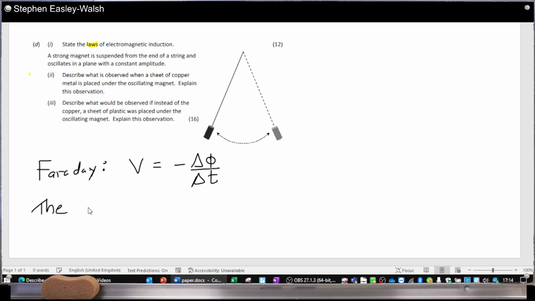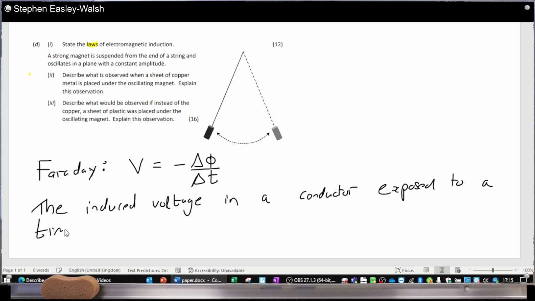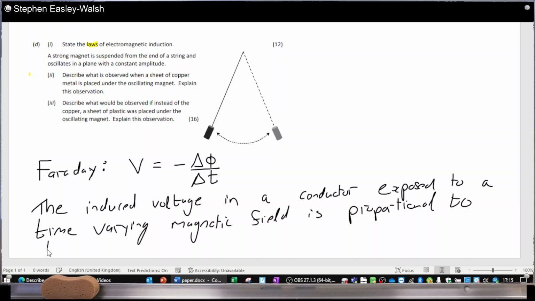That is the induced voltage in a conductor exposed to a time varying magnetic field is proportional to the rate of change of magnetic flux per unit time.